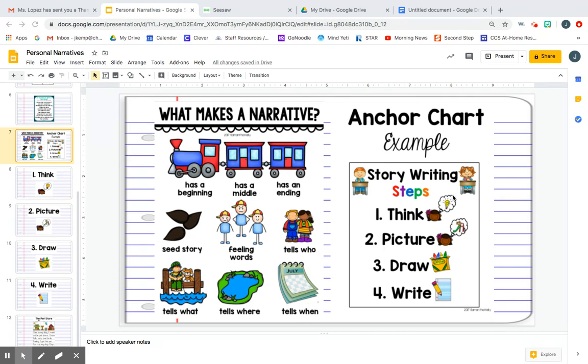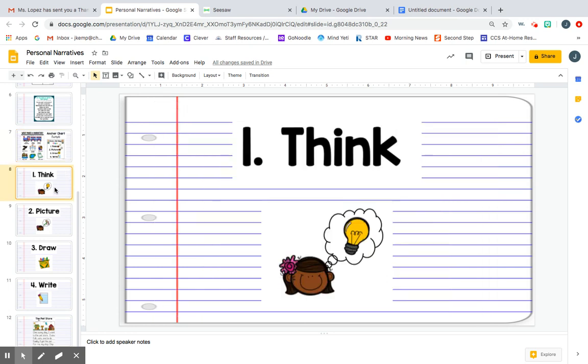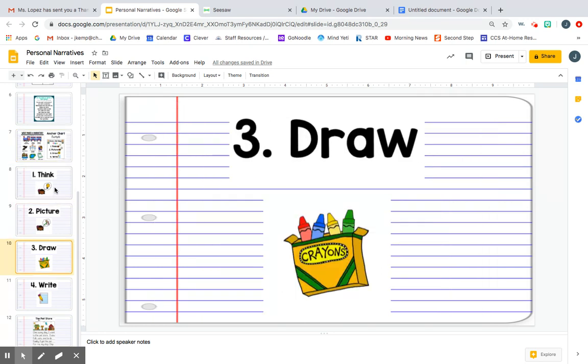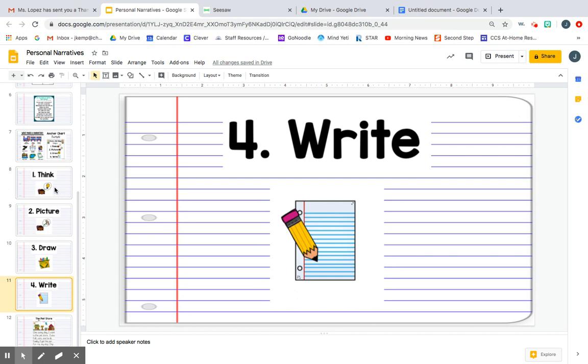So you already did the first 3 steps. You thought of an idea, you pictured it in your head and kind of planned it out, and then you drew your pictures for your beginning, middle, and end. So I can go right through these. You thought, you pictured, you drew. The last step is to write.